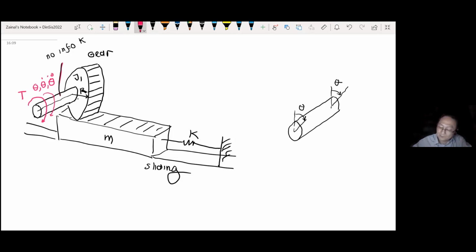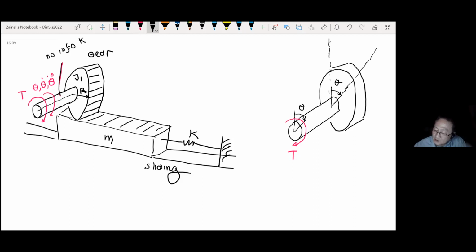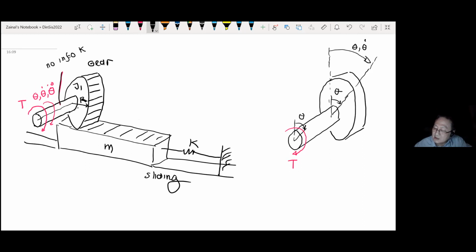So what you apply is torque here. Look at this one: if this one is theta, this one is also theta, and at that instant of time you have theta dot, theta dot, and theta double dot.